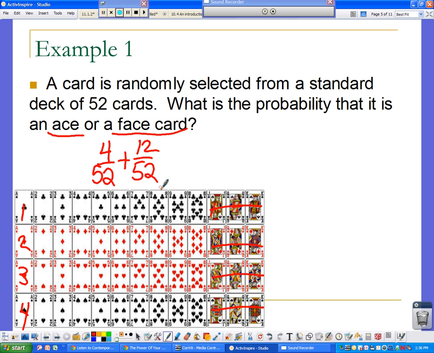Now these are actually called mutually exclusive because we don't have any cards that are going to be both an ace and a face card. So there's no overlap to subtract. So this one again is going to be 16 out of 52, which reduces to 4/13. All right, example number 2.